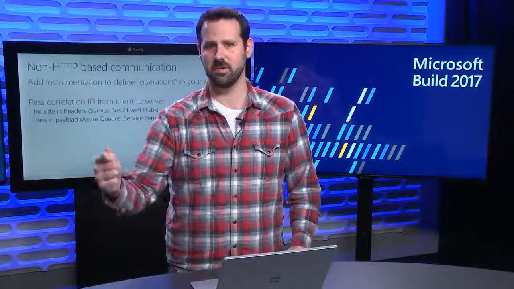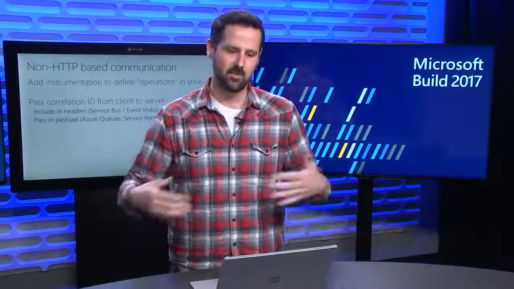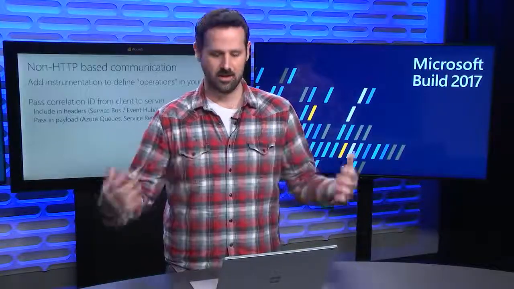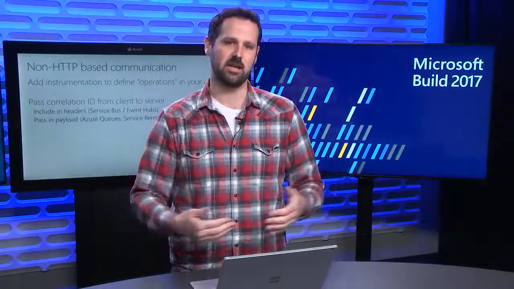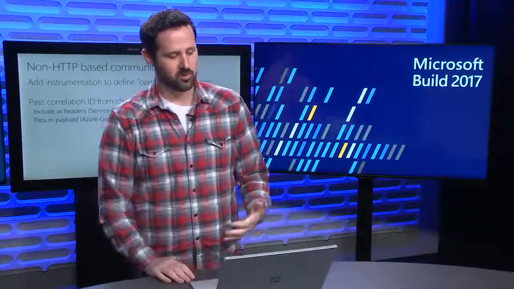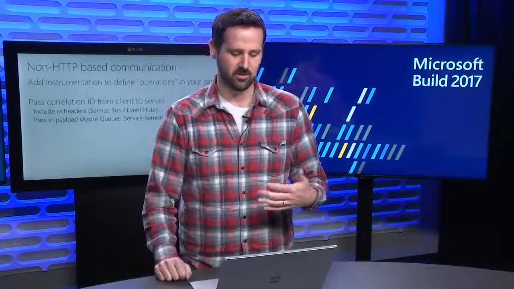And then when that second service takes work off of a queue, it can say, hey, I'm doing work. I'm going to process a loan, or I'm going to process this image. And you can say how long that operation took and whether it succeeded or failed. And then it's also important to pass a correlation ID from a client to a server.